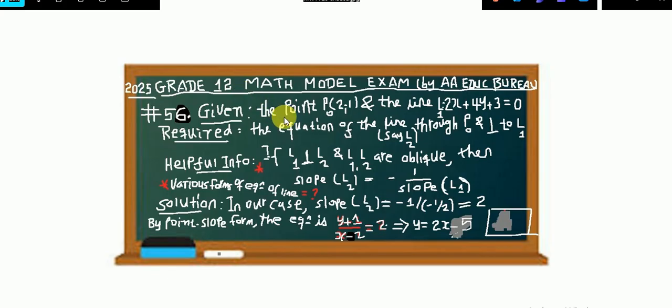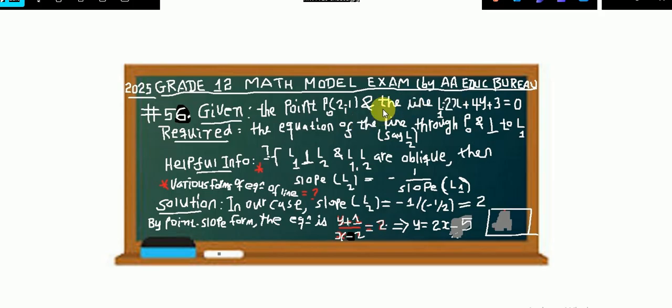In the present problem, we are given a point (2, -1), and we are given a line with equation 2x + 4y + 3 = 0. What's required? The equation of the line that passes through this point (2, -1) and which is perpendicular to this line. What information do we need to solve this?